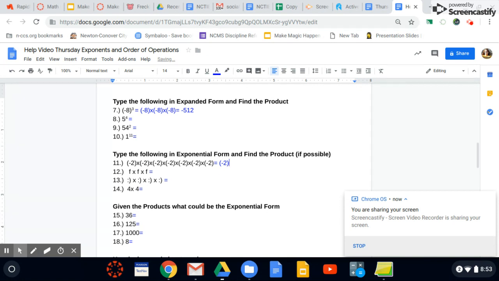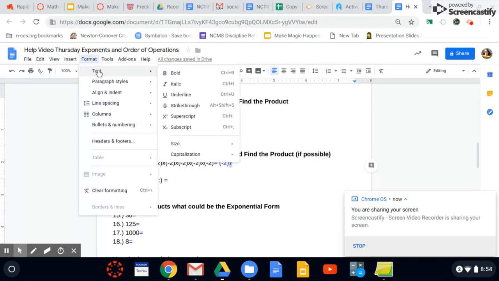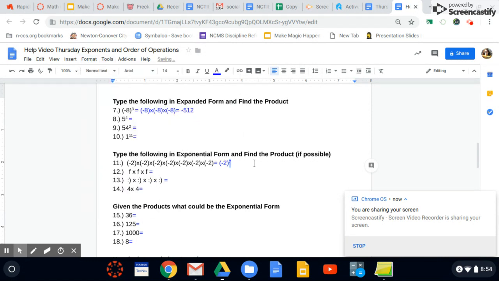And if I count them, it is going to be 1, 2, 3, 4, 5, 6, 7 times. So it's to the 7th power. So I type a 7, I highlight it, I go to Format, text, and superscript. The same thing applies to 12, 13, and 14.